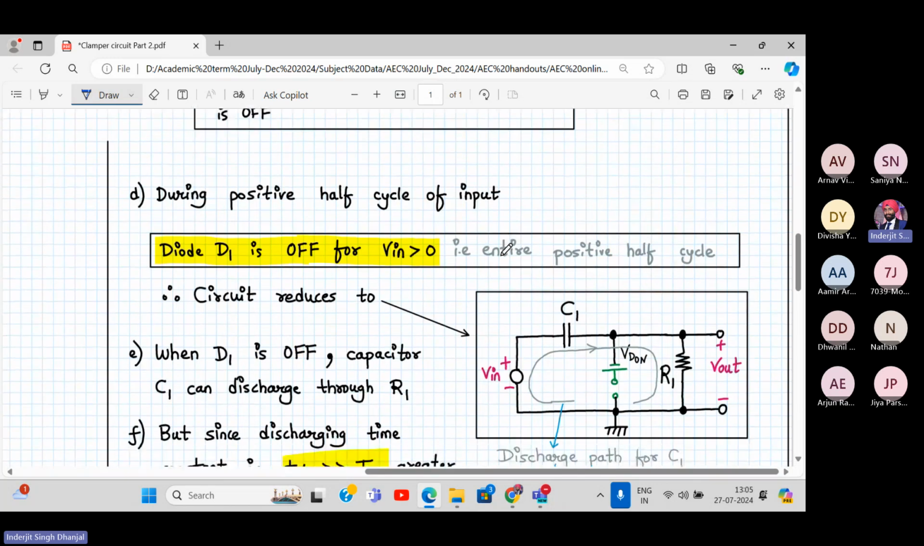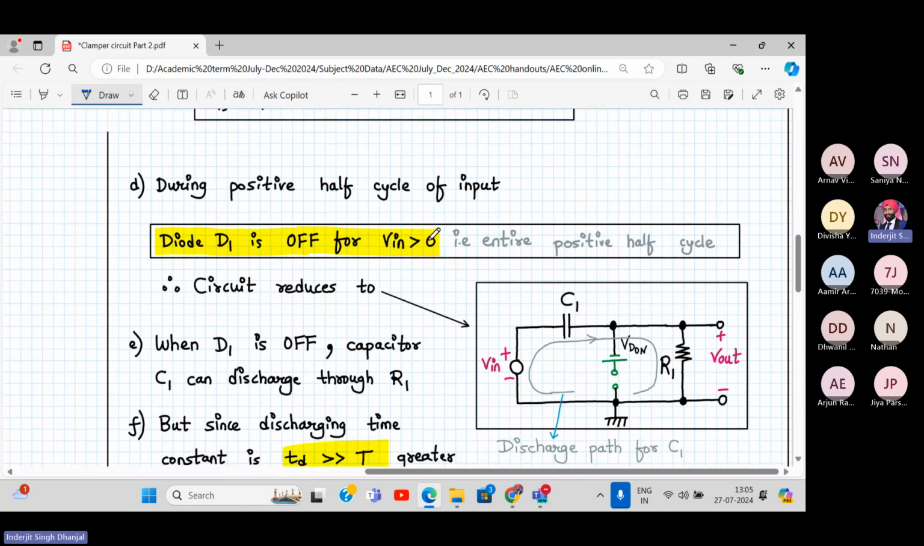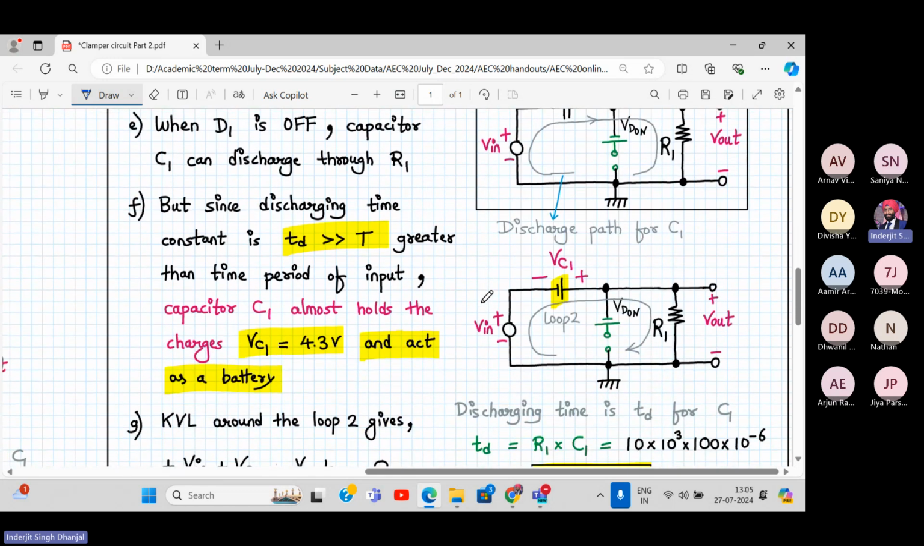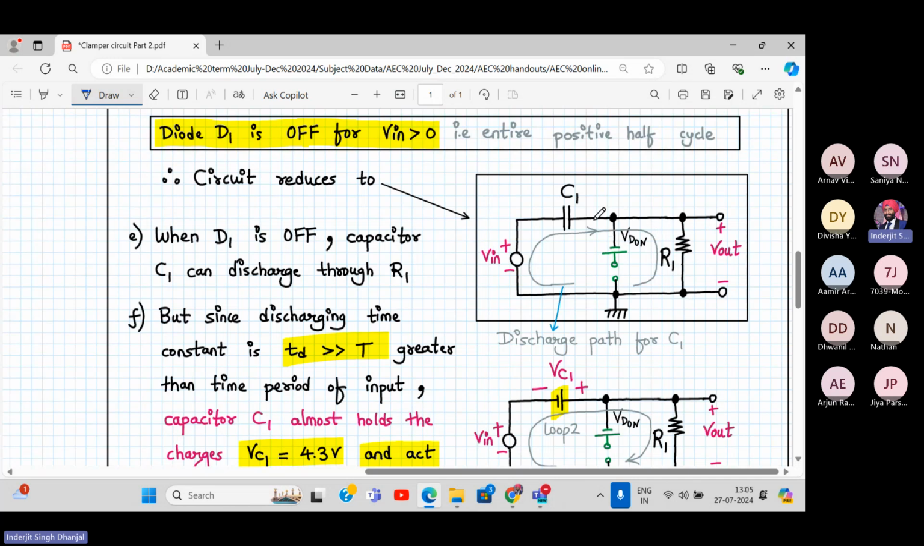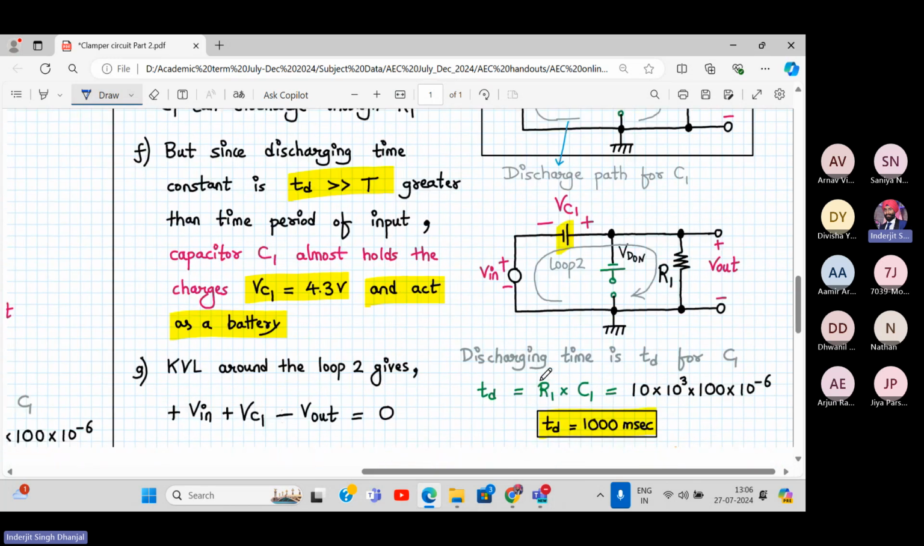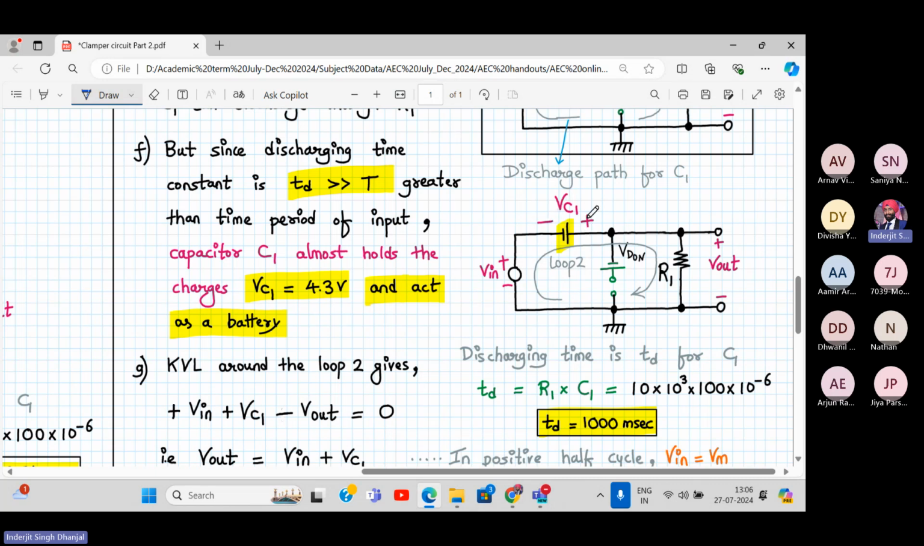We know during the positive half cycle the diode will remain off during the entire positive half cycle. So for Vin greater than 0, my diode will remain off. The capacitor can discharge via the resistor, but the discharging time constant is very, very high compared to the time period. So it will almost not discharge, it will hold that charge. How is it holding the charge? Like this, plus on the right hand side and minus over here.